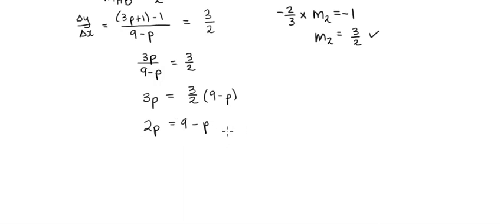Get all the p's to one side, so we've got minus p on the right side here, so we're going to add p to both sides to remove it from the right. So we have 3p on the left-hand side equal to 9, and we get p is equal to 3. That's the answer.